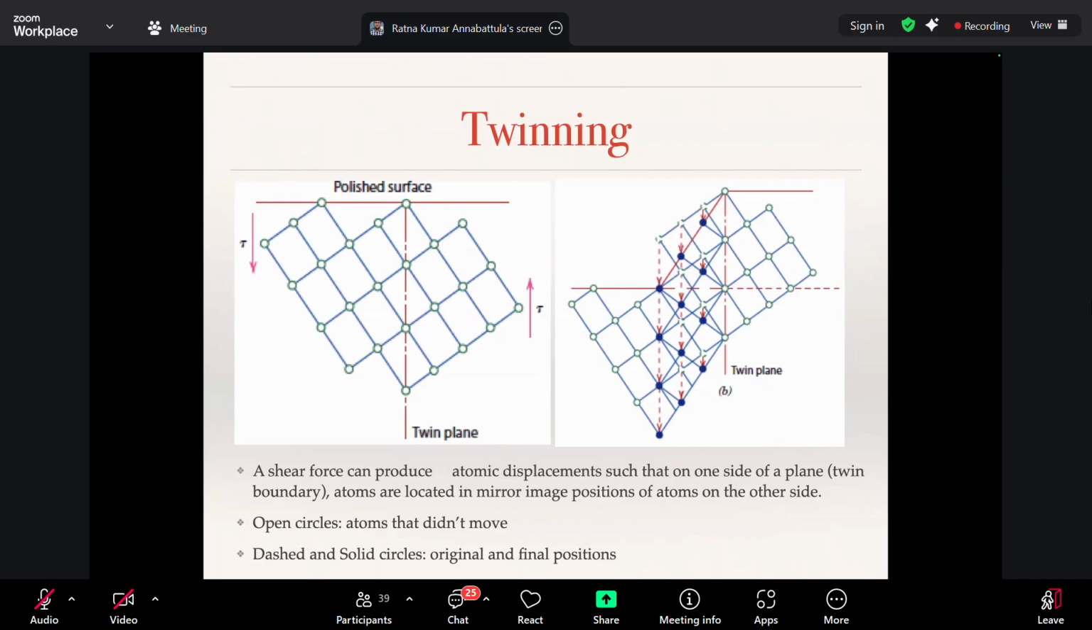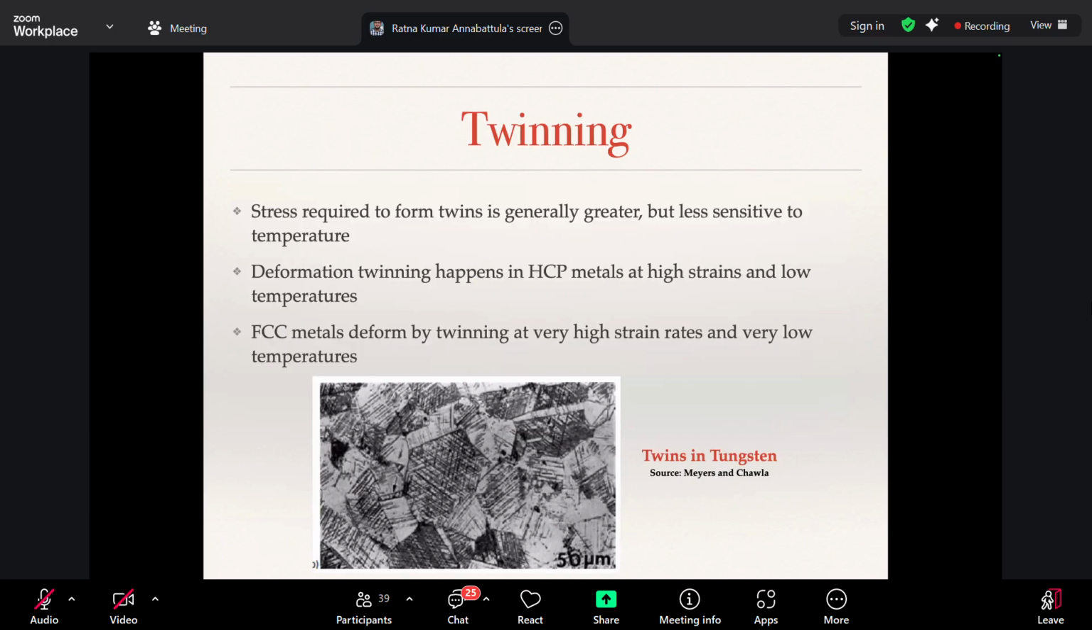This is a very restricted motion, and it is not observed as predominantly as slip or dislocation motion. But this is also one of the mechanisms by which plastic deformation takes place. Generally, because it is very restrictive, the stress required to form a twin is usually greater, but it is less sensitive to temperature. Whereas with dislocation slip, if you increase the temperature, it is much easier to cause slip.